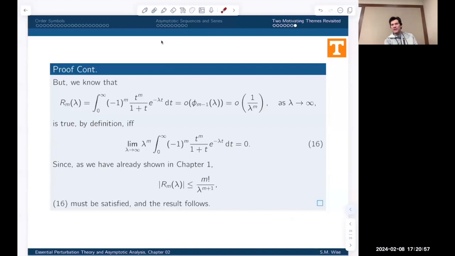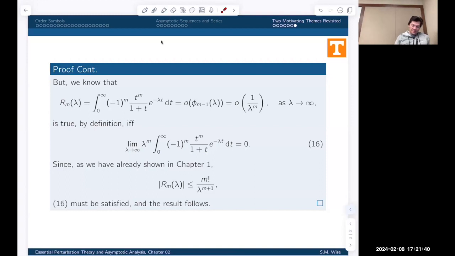And we're in negative time here, but this is the last slide, so forgive me. All right, so we know that this is true, which is what we wanted to show, if and only if, well, what we have to do is divide this by that. If you do that, we have to show that that limit is 0. Well, that limit is just lambda to the m power times the integral defining the remainder. So lambda to the m power, when we multiply by the integral remainder, has to go to 0 as lambda goes to infinity.